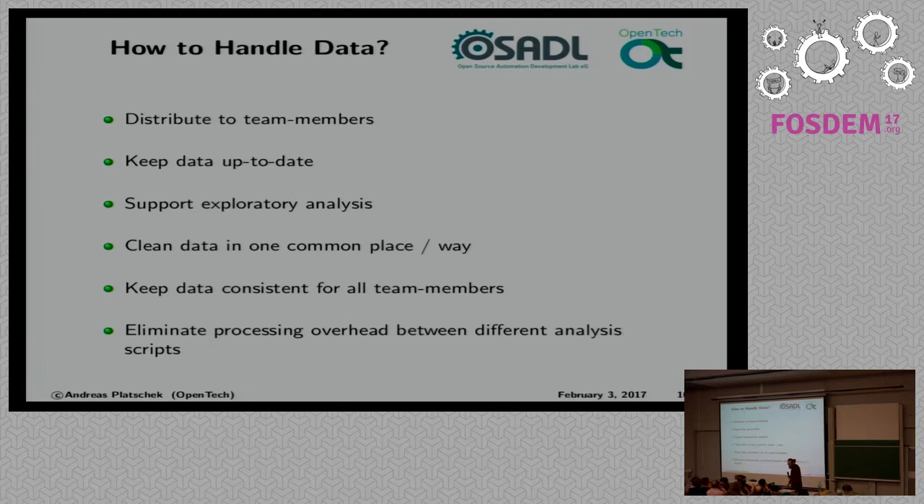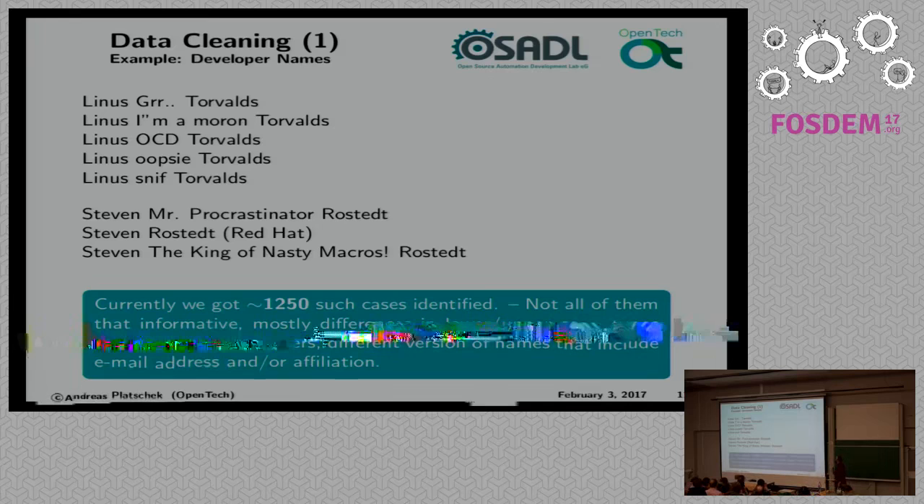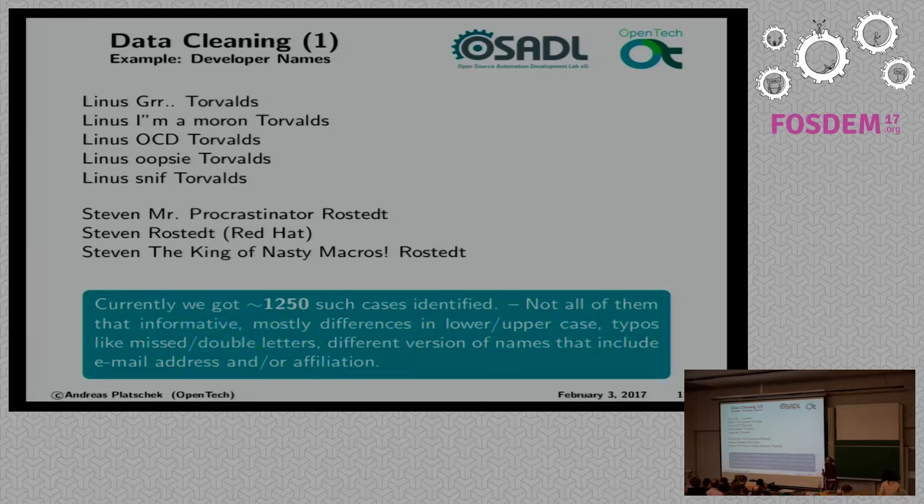So a few points on data cleaning. We use the developer name as a unique identifier for the developer, as in real life. Here are some examples that we found in the kernel. While most of the things that we're cleaning up don't have the entertainment factor of these examples, we still want to attribute all the commits done by one developer to the same developer.